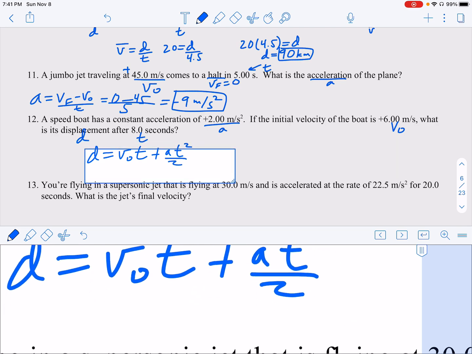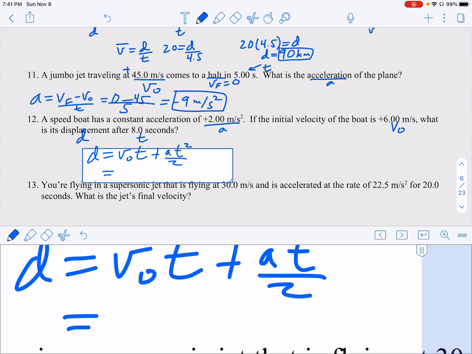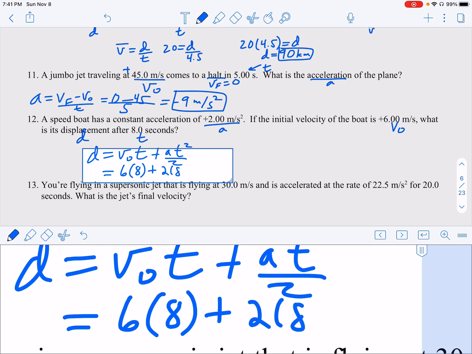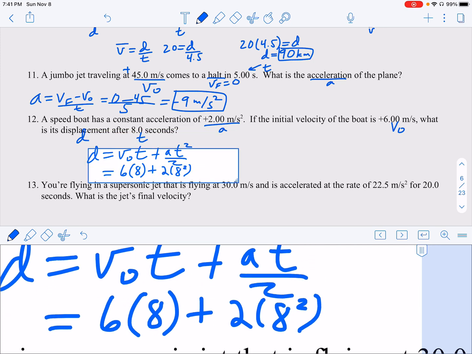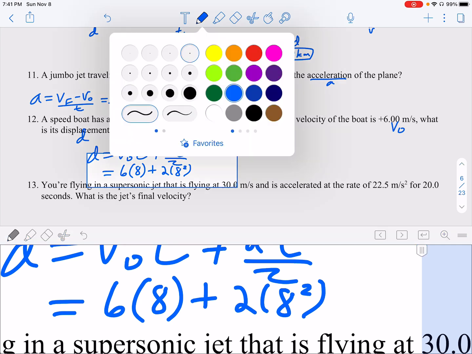I'm looking for displacement. It's easy because it's right in front of the equation. So VO is 6, T is 8, plus 2 times 8 squared. Oops, because it's AT squared over 2, over 2.